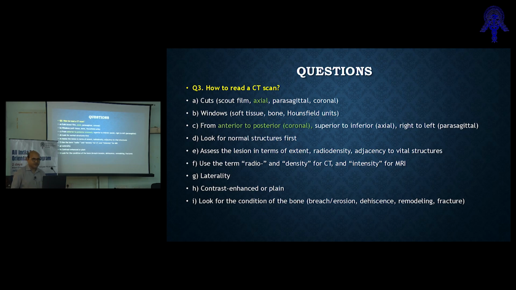Laterality is very important. We always miss this: right or left, or bilateral. Be very careful about this. Contrast enhanced or plain. And look for the condition of the bone, which I have already discussed: breach, remodeling, or erosion. So these are the things we have to cover while reading a CT scan, including MRI also. Now I will go with one example.